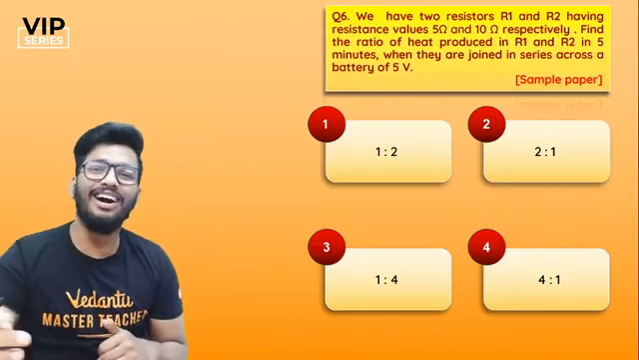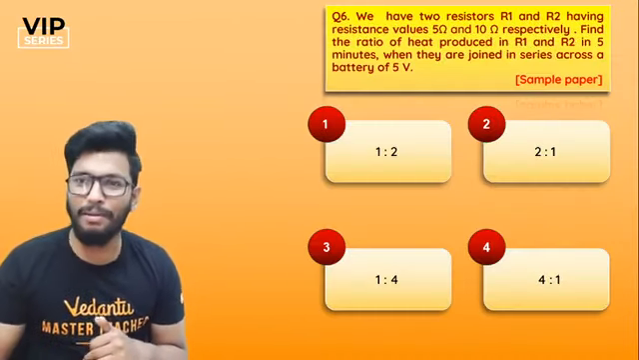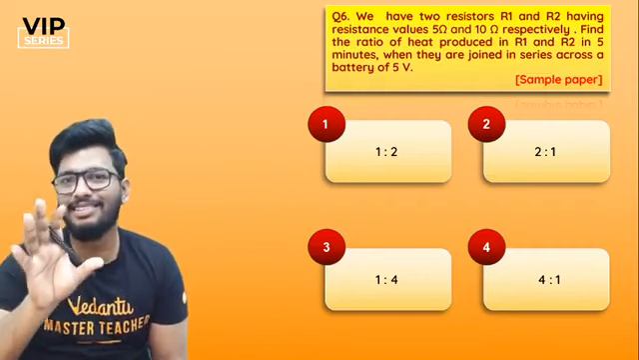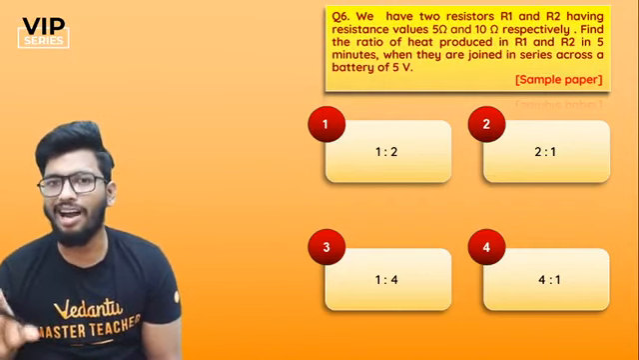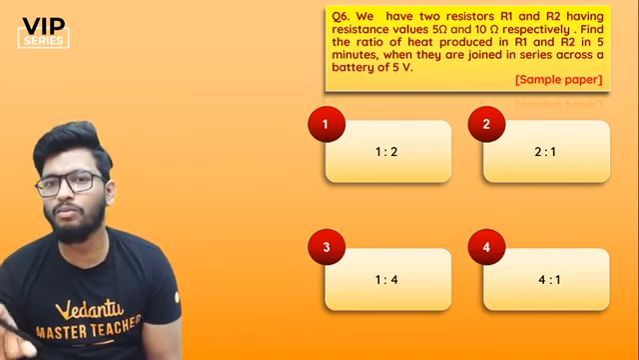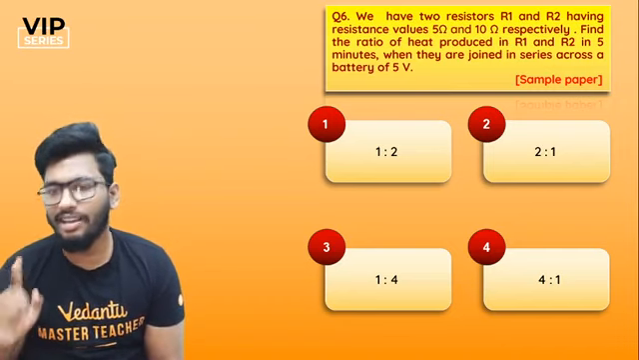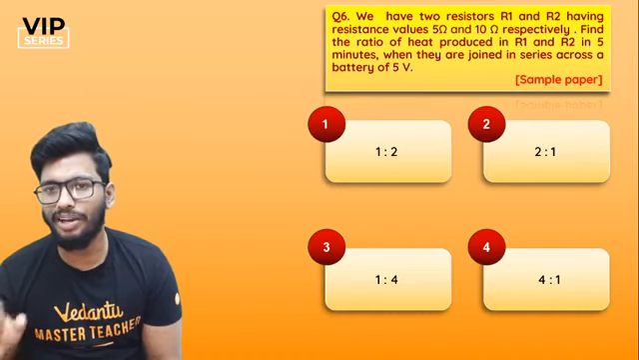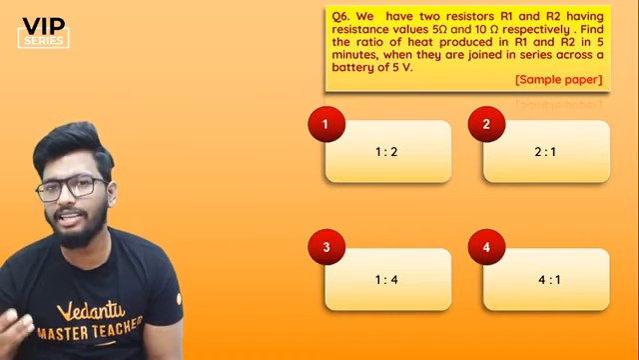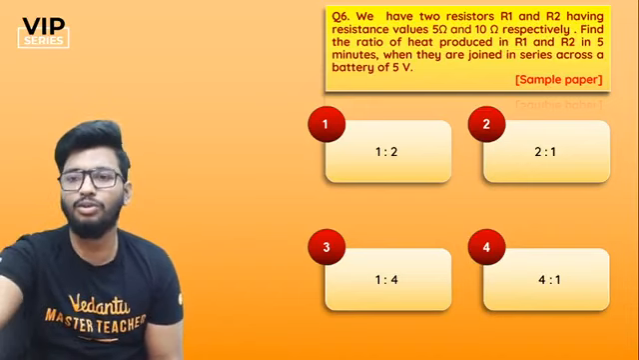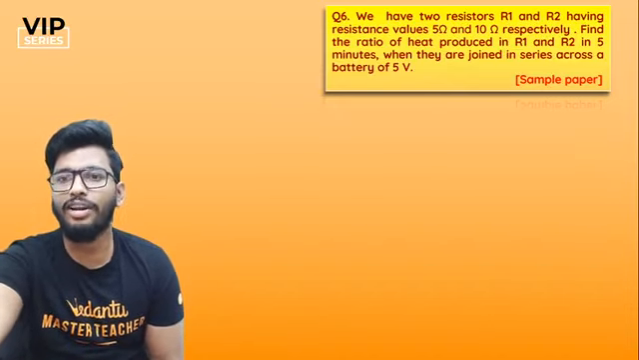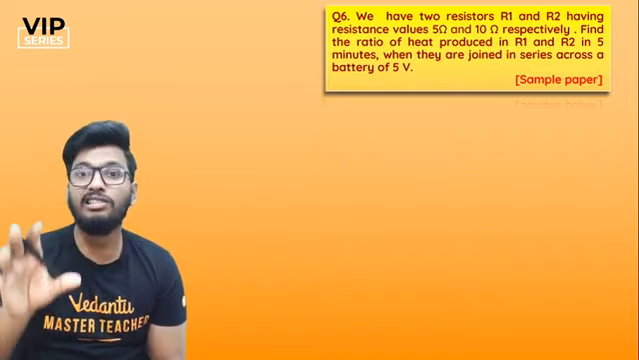Moving on to the sixth question, people, taken from a sample paper again. This is quite an interesting one. The question is this: we have two resistors R1 and R2 having resistance values of 5 ohms and 10 ohms respectively. Find the ratio of heat produced in R1 and R2 in 5 minutes when they are joined in series across a battery of 5 volts. Options: 1 is to 1, 1 is to 2, 2 is to 1, 1 is to 4, or 4 is to 1. This is an amazing question. Let's try to solve this.